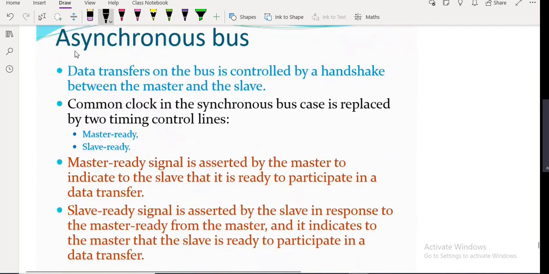Can you learn the asynchronous bus by yourself? I will tell the difference. Here we are not going to use a common clock. There is no clock information. It does not use any clock information to perform the operation. Instead of that, it uses a protocol called the handshake protocol. We'll discuss this part in the next class.